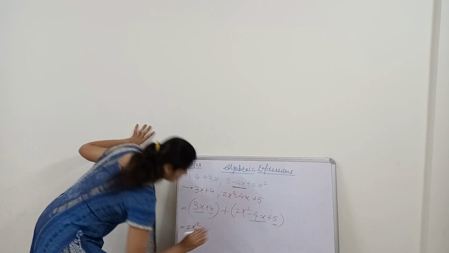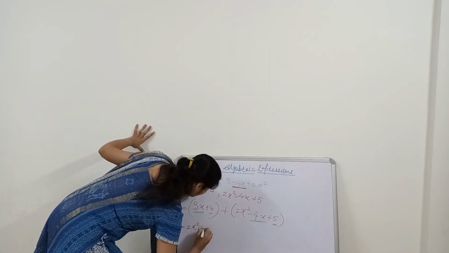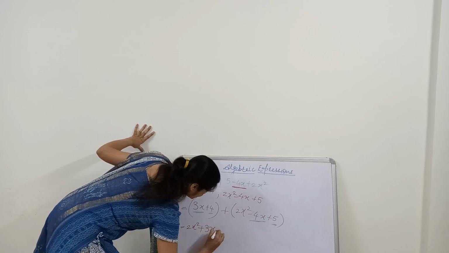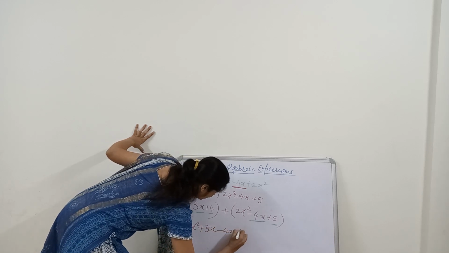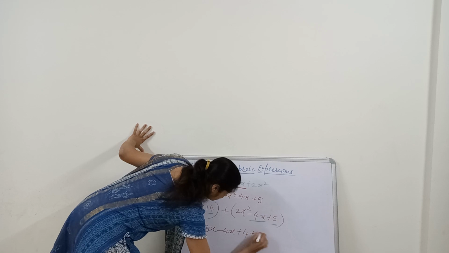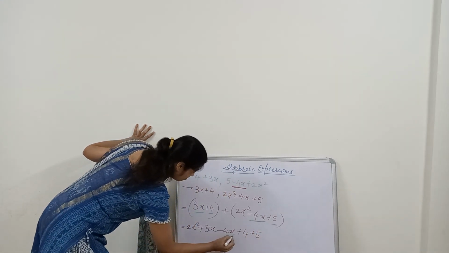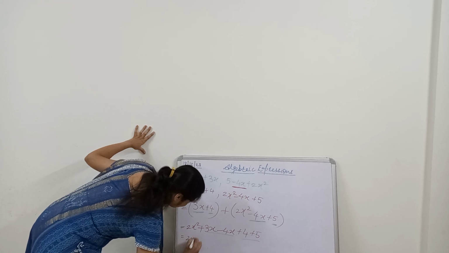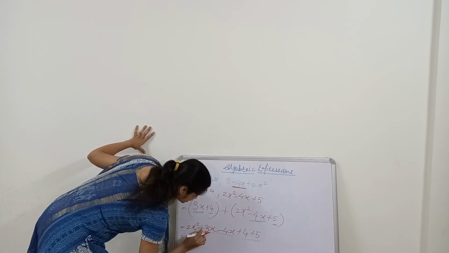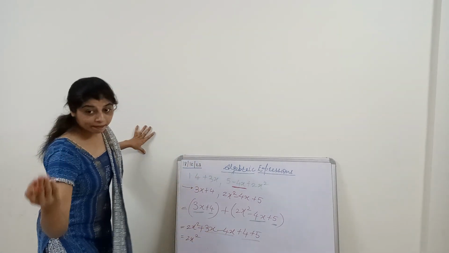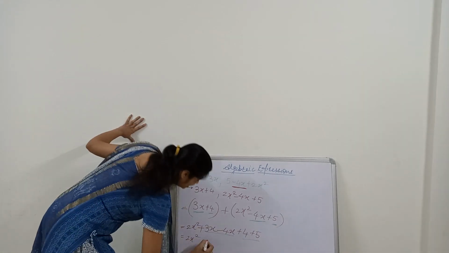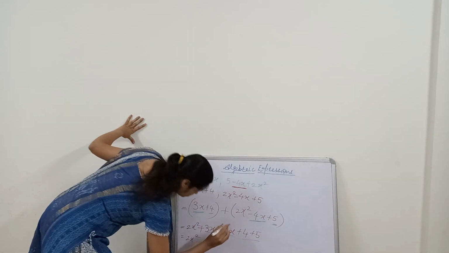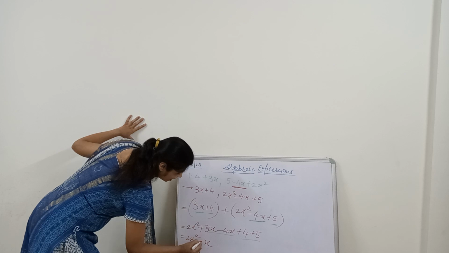2x square remains as it is. This 3x, with no sign, means plus 3x, minus 4x, plus 4, plus 5. Now combine the like terms and solve. 2x square remains as it is. For 3x and 4x, this is plus, this is minus. 4 minus 3 is 1. The 1 is not required to be written. And the sign of the greater one, so minus.